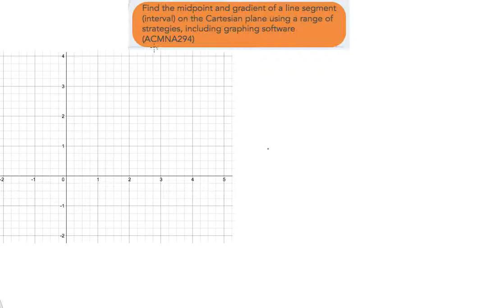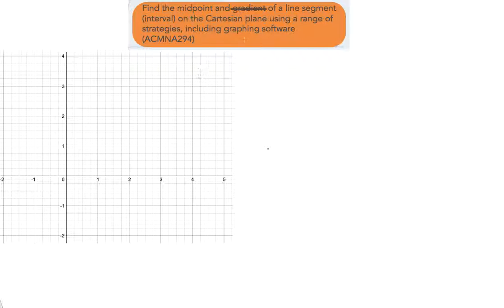Okay, so right now we're dealing with this Australian curriculum standard, which is to do with finding the midpoint and gradient of a line segment or an interval on the Cartesian plane. But we're not going to talk about gradient right now, we're just going to talk about this first part, the midpoint. So for now I'll just cross out this gradient part. Talking about this midpoint, and I'll underline that.